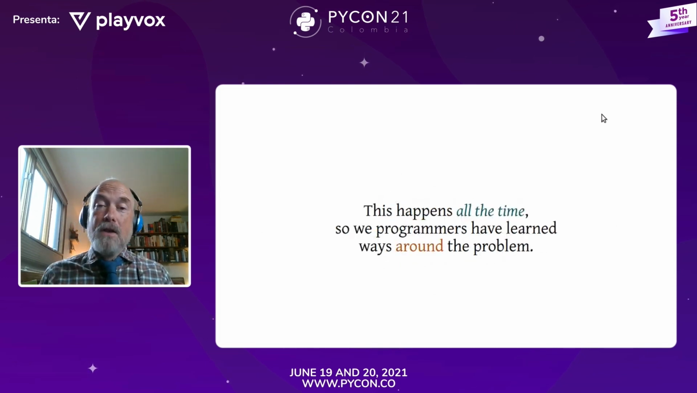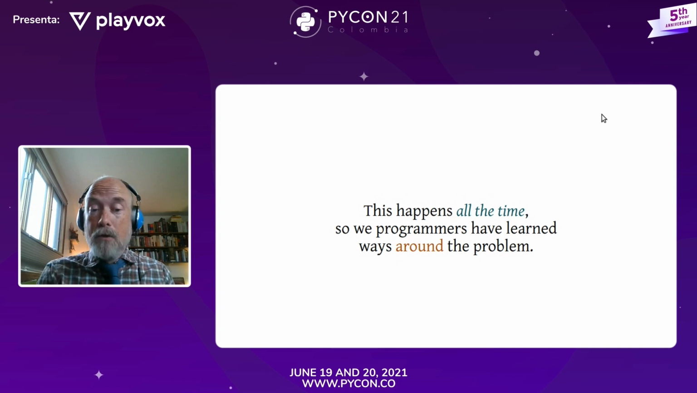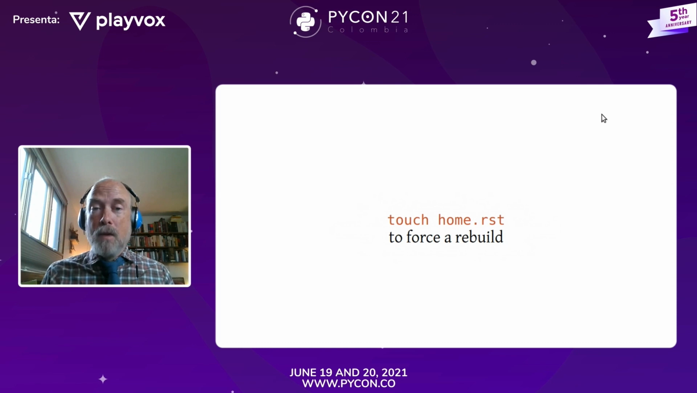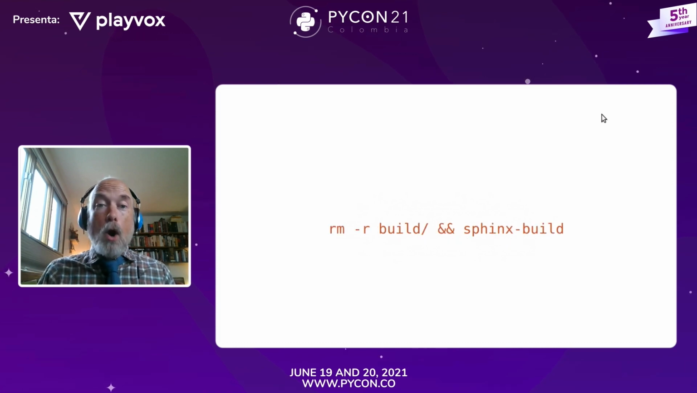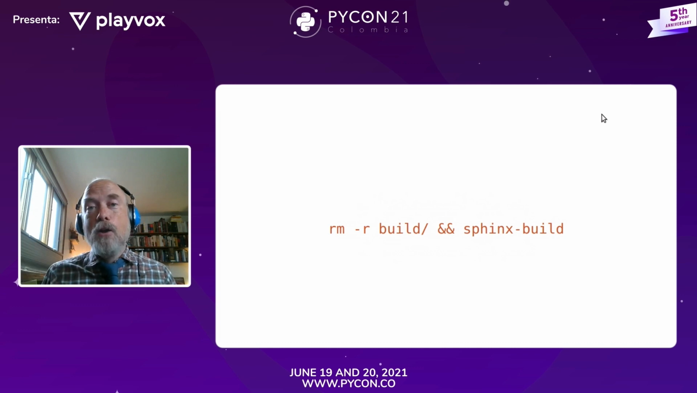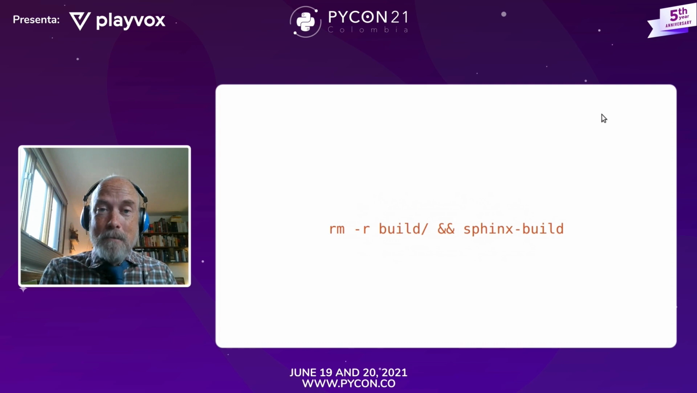This happens all the time with document build systems. So we programmers have learned ways around the problem. You might already be familiar with them. You can touch home.rst without actually editing it to force a rebuild. Many people, before they deploy their website, rm -r the whole build directory, get rid of it, to force Sphinx to rebuild everything to a consistent state. Very common step. I often do it myself.